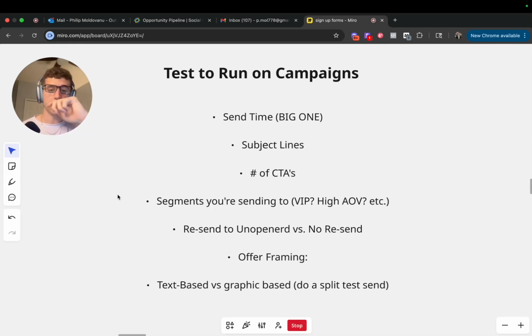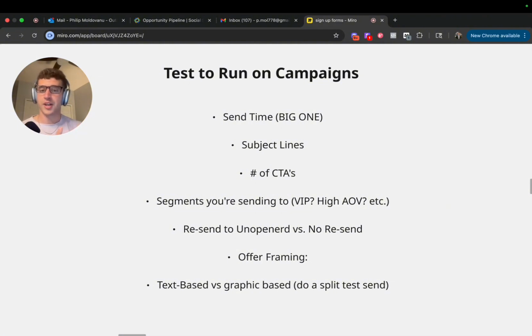Testing the different segments you're sending to. So who are you actually sending emails to? At what times, right? For example, I have a whole video on this as well that I just posted like 2 days ago on sales strategy. But when our brands are running sales, we have so many different segments that we're sending to, and we've been testing these beforehand. So we know what's going to convert, right?